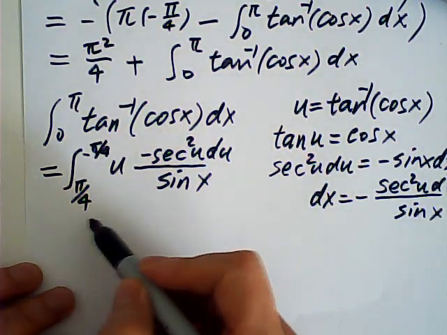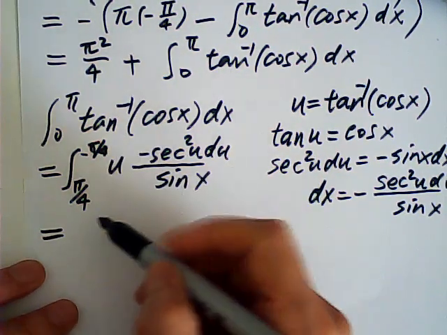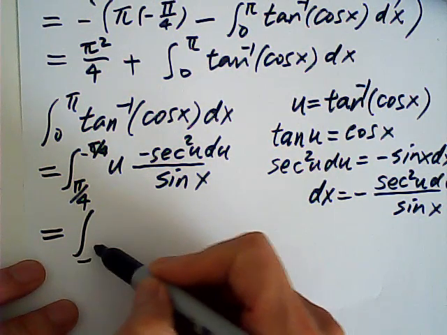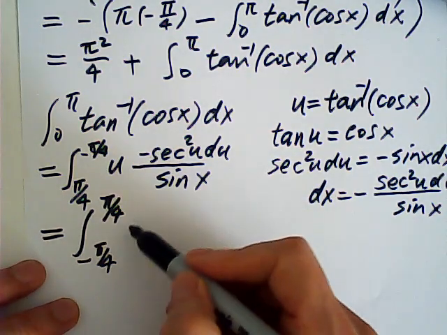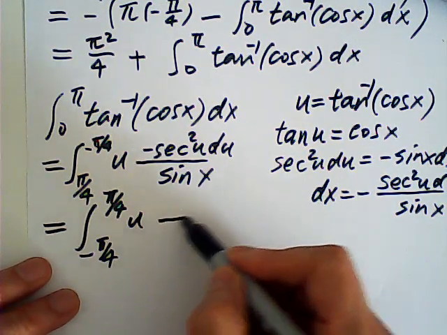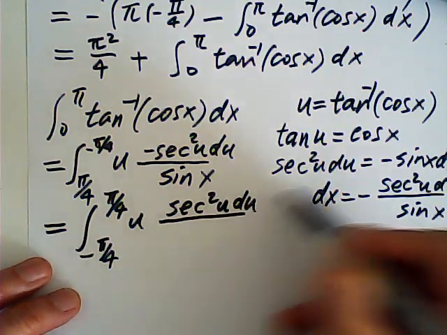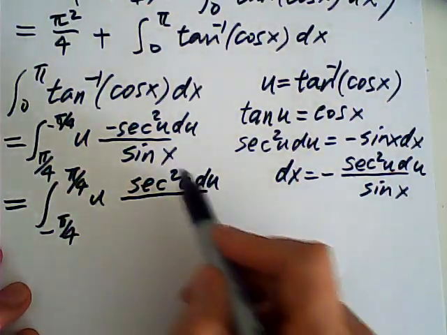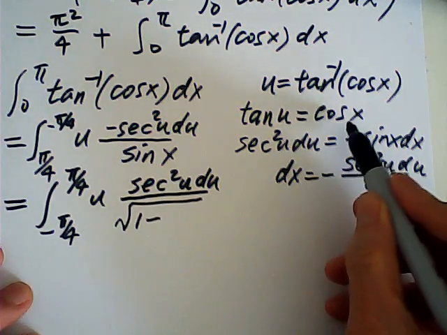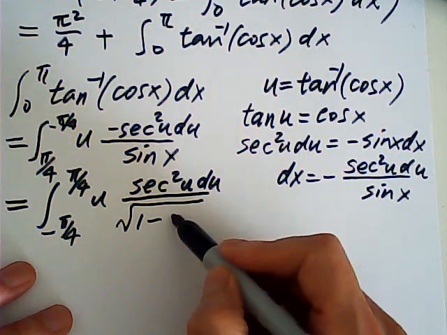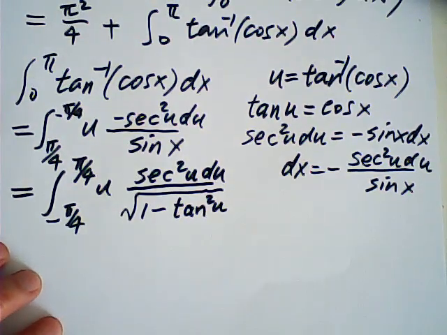Okay, so this becomes... Now we have a negative here. This negative, I switch the limit, right? This is a negative quarter pi to positive quarter pi now. The negative is gone. And this is u. This is secant square u du. And sine x is a square root 1 minus cosine square. Cosine square is tangent square u. Therefore, it becomes tangent square u. Okay, good.